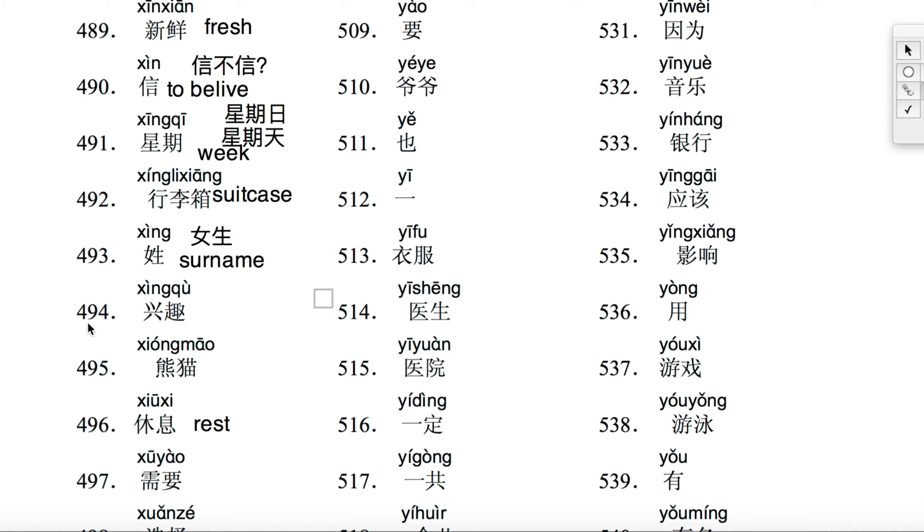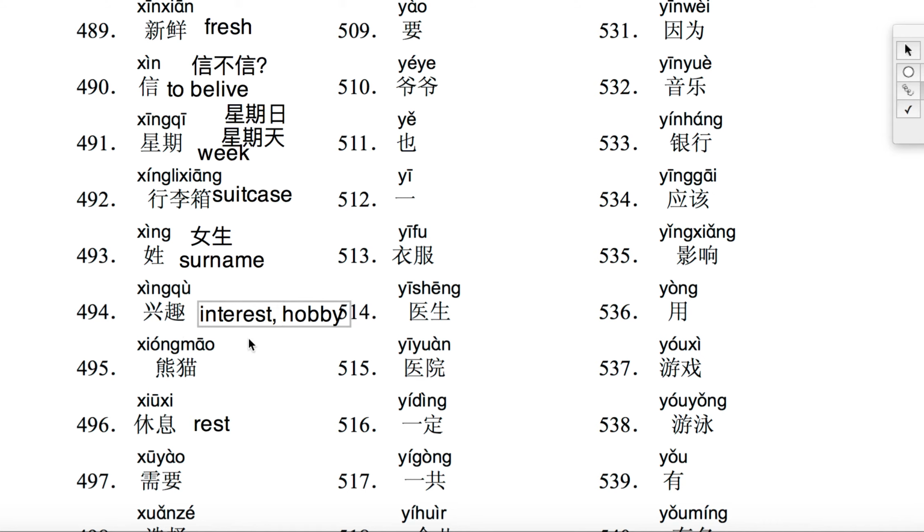494. 兴趣. 兴趣 means interest, or hobby. The first character, 兴, comes from 高兴. 高兴 means happy. And then 趣 means interest, interesting. And then you are happy and interested. Together, interest, or your hobby.